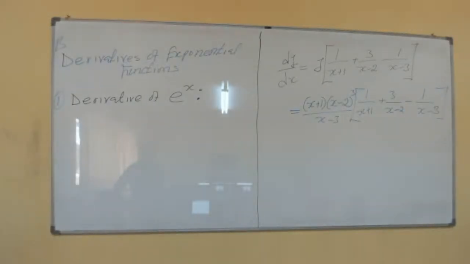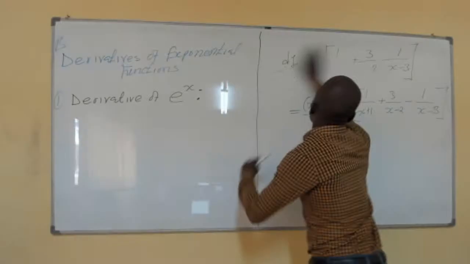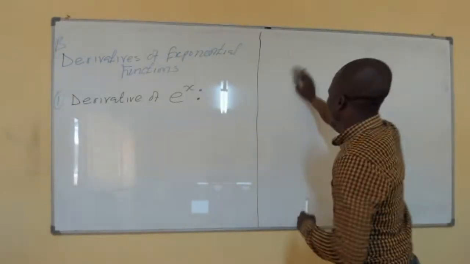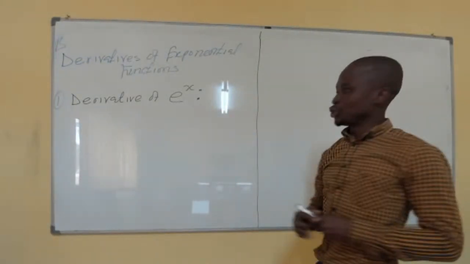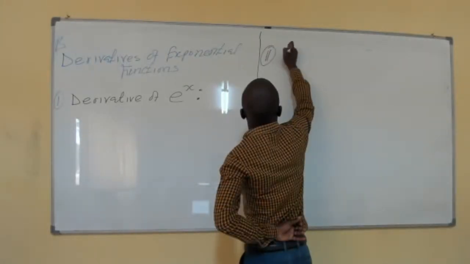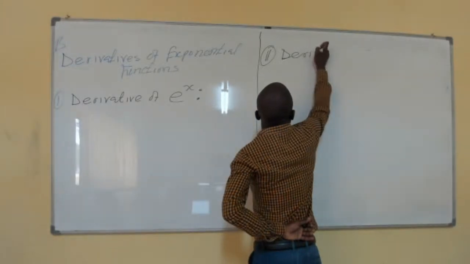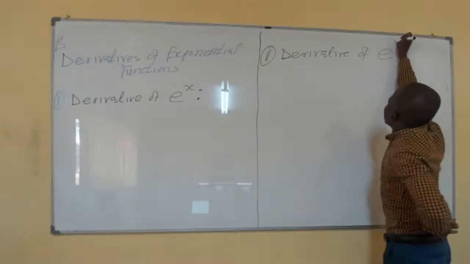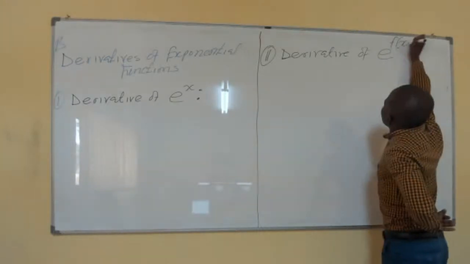After that, okay, I think my marker is going faint. I'll try to use different markers for solving purposes. After that, we are going to look at number 2, the derivative of functions of the form e to the power f of x.